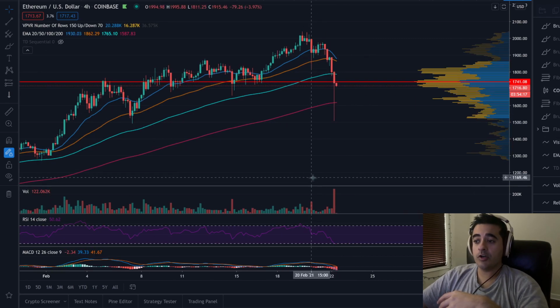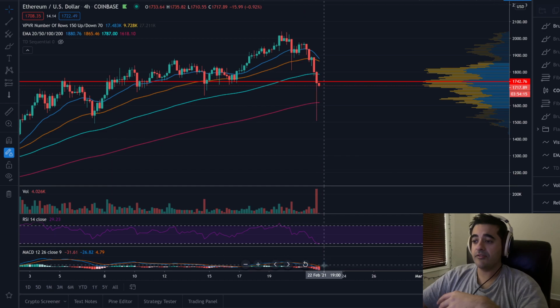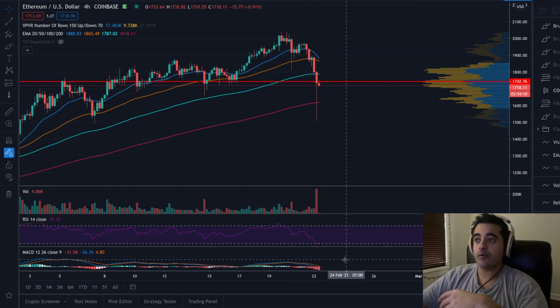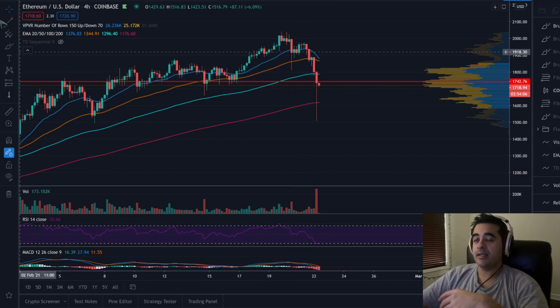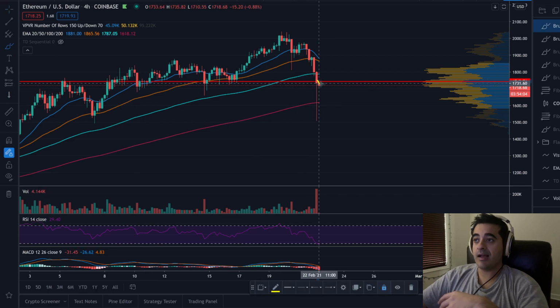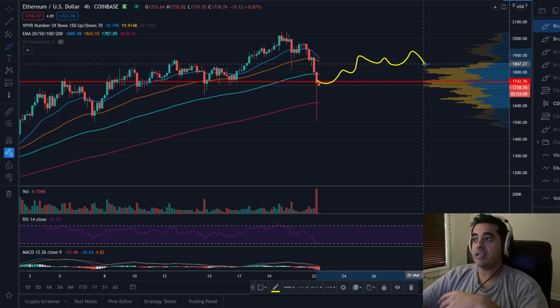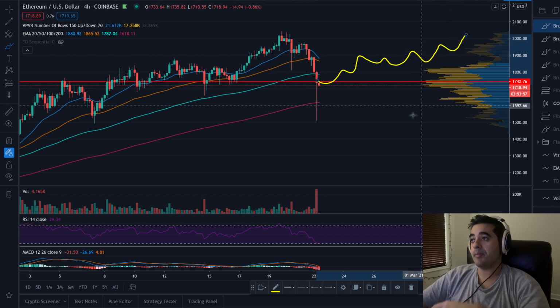Now, on the 4-hour chart, the one thing that Ethereum does really have going for it is that it's starting to enter the oversold territory, which means that at a certain point in time, we should see Ethereum pick up. But there's a good possibility that the rise for Ethereum might be a bit slower. It might be something like this, and you could see it take a few weeks to get back to 2000.